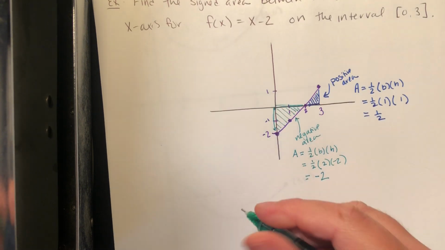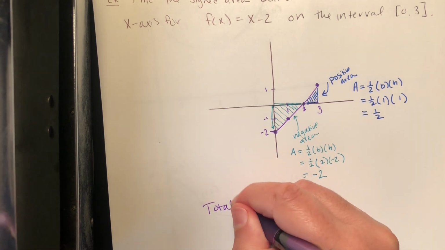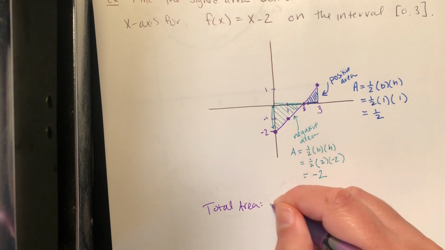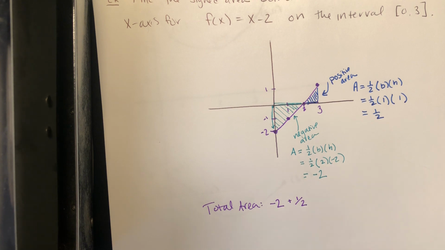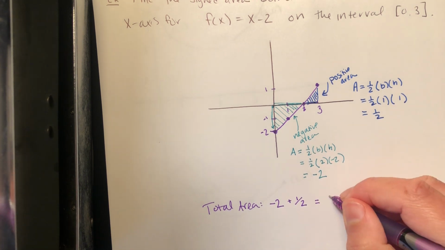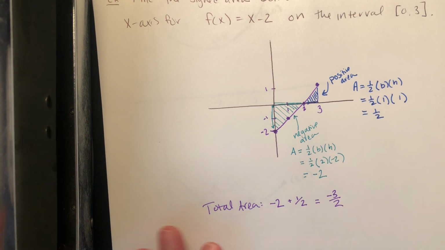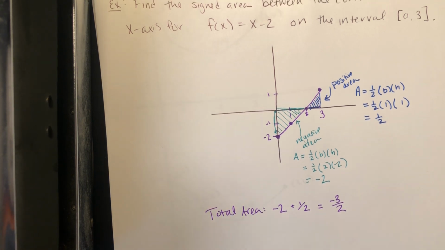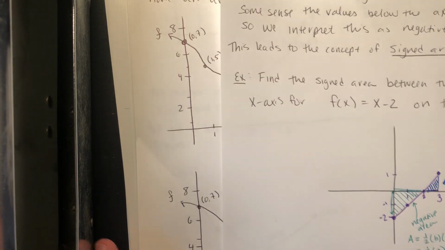Okay, so the total area then would be given by adding these two together. -2 for the area below the axis, plus 1/2 for the area above the axis. And we can simplify this to -3/2, or -1.5. Okay, so that's what we mean when we talk about signed area. And for the most part here, in general, when we talk about area under a curve, we'll be talking about signed area. So anything below the x-axis will be negative area. Okay.